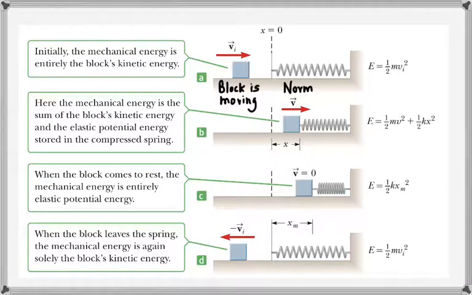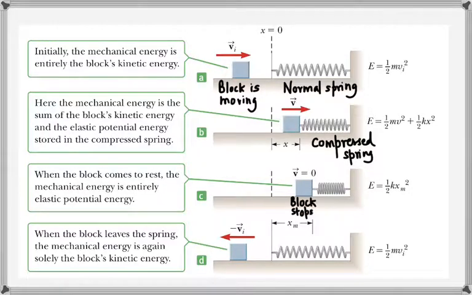Now in this diagram, we are going to look at a spring and a mass system. You can see that the mass is moving and the spring is attached to the wall. Again repeating, the mass is moving, it's not attached to the spring. So the block is moving and we have a normal spring in the first diagram. That means it's neither compressed nor stretched. The second one, you have a compressed spring. Third one, you have a fully compressed spring.